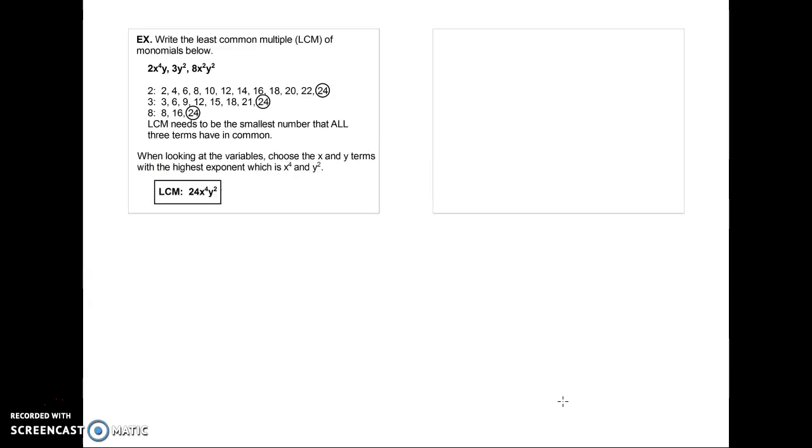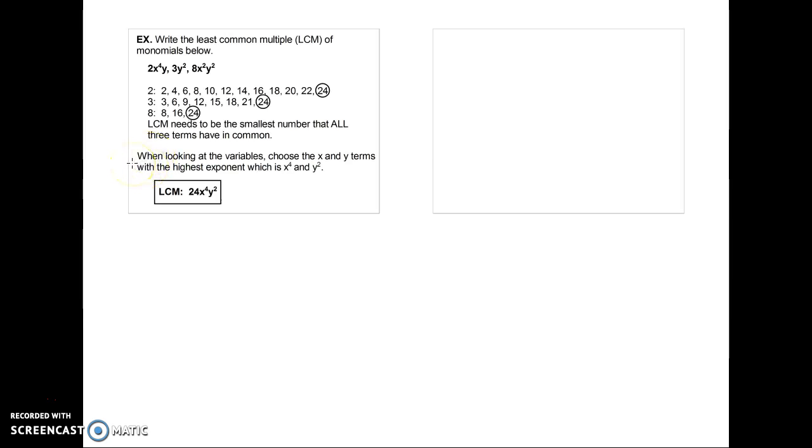All right, last example, same basic concept. Now I have three monomials that I'm comparing. It's the same process though. It doesn't matter how many you're comparing, it's still the same process. Start with your coefficient. So we have a 2 from our first monomial, we have a 3 from our second monomial, and we have an 8 from our third monomial. So I need to find the smallest common multiple from all three of them now. The smallest common multiple that we find is 24.